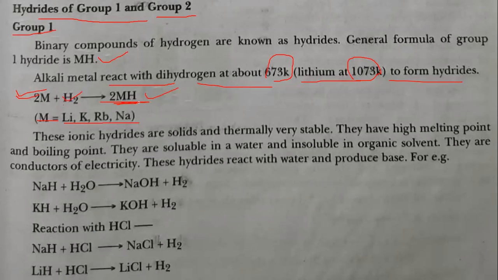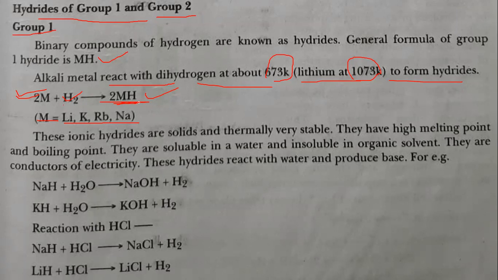Okay. So ionic hydrides are solid and they are very thermally stable. They have high melting and boiling points, and they are soluble in water and insoluble in organic solvents because they are ionic in nature, and we know that ionic substances are more soluble in water and insoluble in organic solvents. Again, due to the ionic nature, they are good conductors of electricity, so they can easily react with water and they form the base.